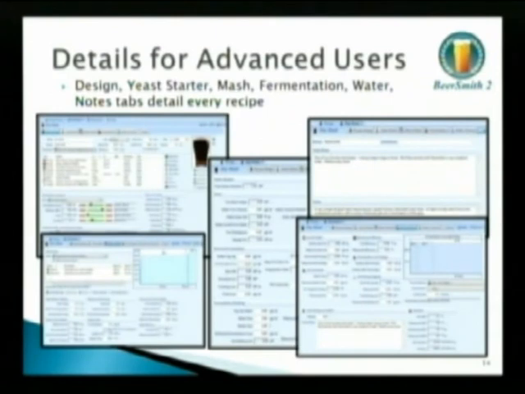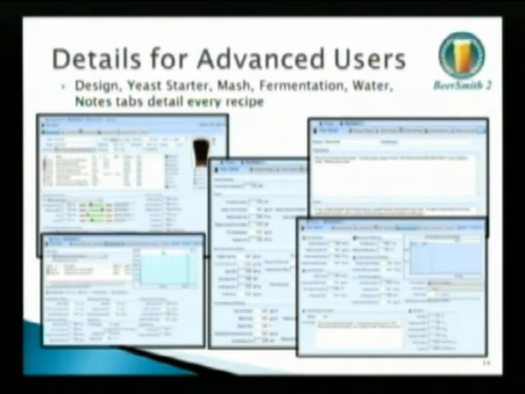There's a lot of details available for advanced users. The design view is shown on the left, but there's also a yeast starter view. There's a mash tab. There's a fermentation tab. There's water and notes tabs. You don't have to use these if you don't want, but they're available for every recipe. So if you really want to go into detail on every recipe and make sure your water matches up perfectly and enter detailed notes, look at your mash details, yeast details, it's all there.